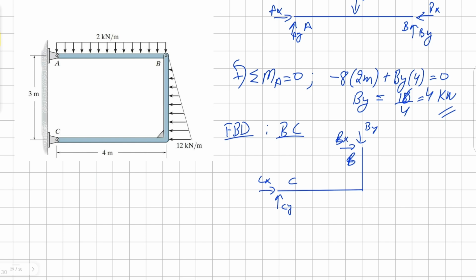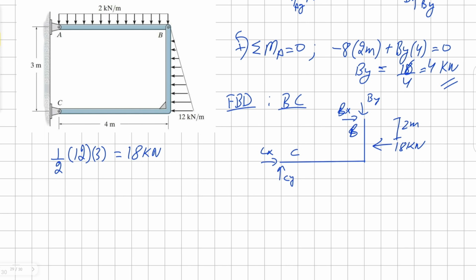At the elbow of CB, we have a triangular uniform distributed load. Therefore, we have to take the area of the triangle in order to get the concentrated load of this triangular load. And it's going to be 3 meters. It'll become 18 kilonewton, and it's 2/3 away from B. Therefore, it'll be 2 meters away.